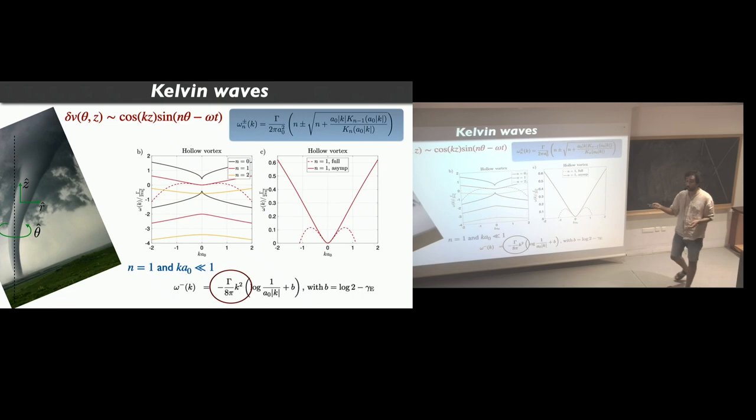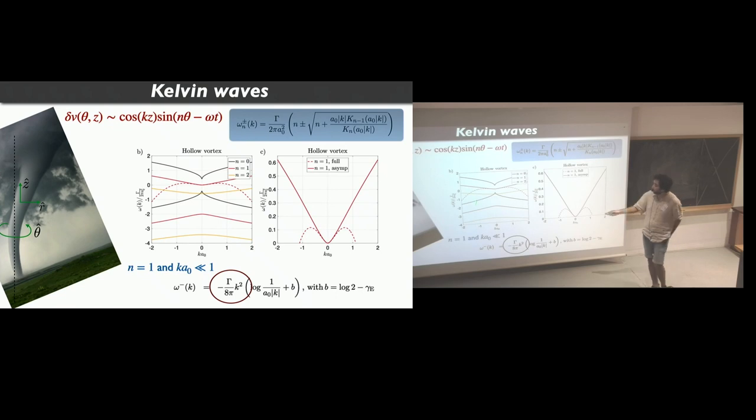This is the expression in the case of a hollow vortex core, which is the simplest one that he found in his paper. You see that depending on n, you have different types of dispersion relation. What you observe here is gamma over a squared, where a is the core, so this is a very high frequency. It corresponds to the frequency of a fluid particle going around the vortex close to the core, so this is a very high number.